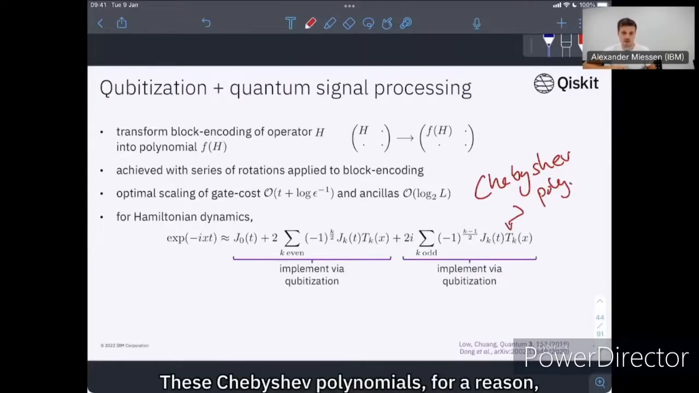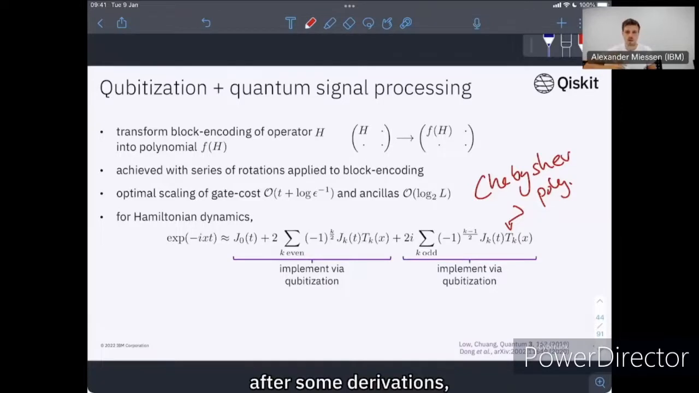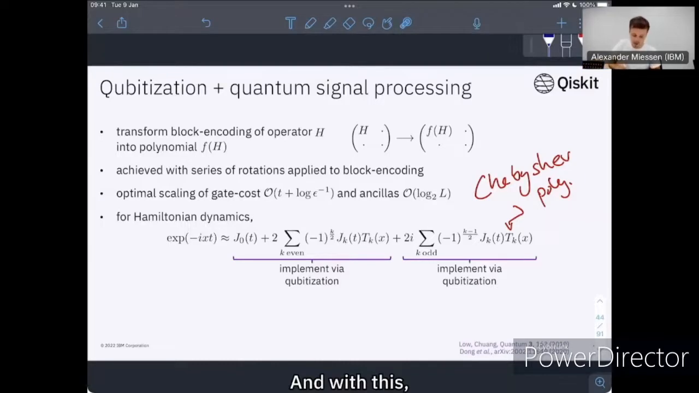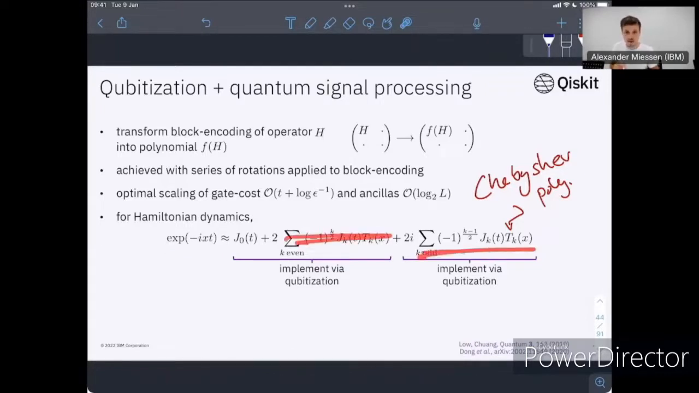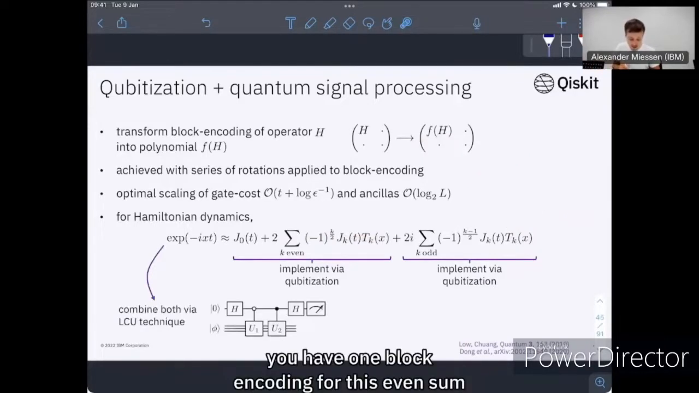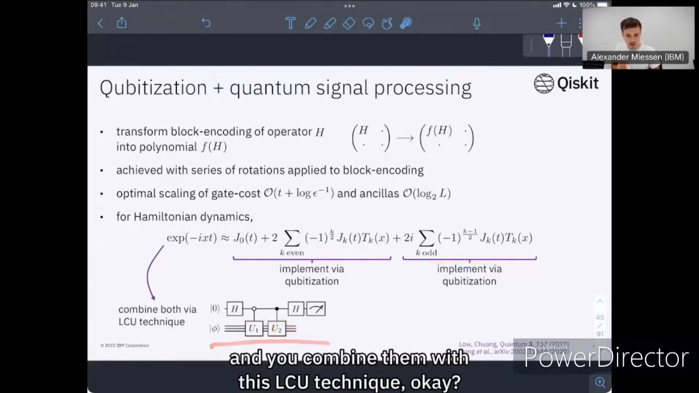These Chebyshev polynomials, for a reason that will hopefully become clear at the end of this overview after some derivations, and also these Bessel functions here, okay? And with this you can essentially split this polynomial expansion of this exponential into an even sum and an odd sum, which both of them you can implement with this block encoding, okay? And then in the end, as I said, you have one block encoding for this even sum and one block encoding for this odd sum, and you combine them with this LCU technique, okay?